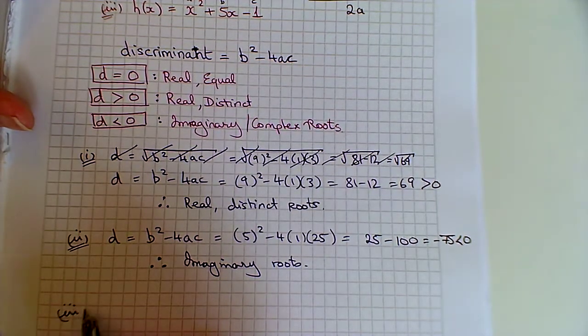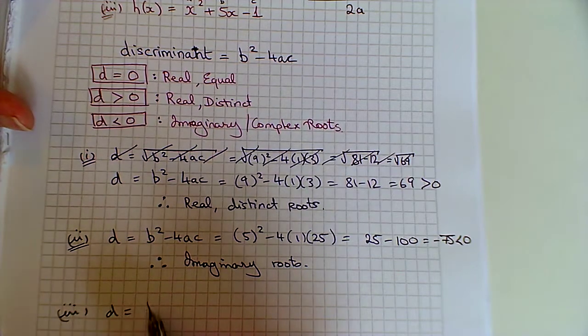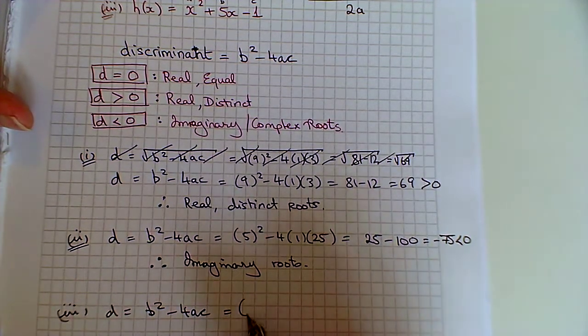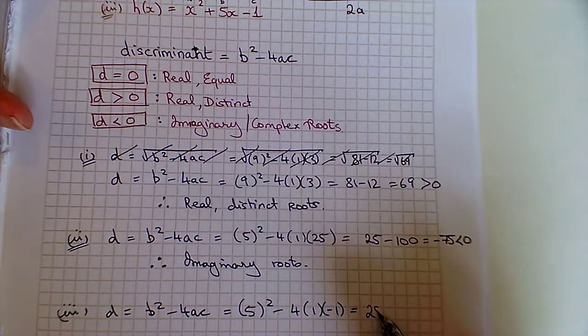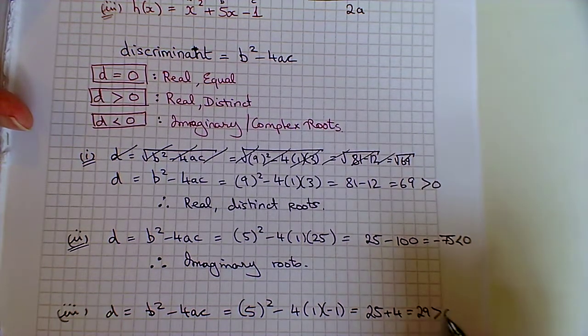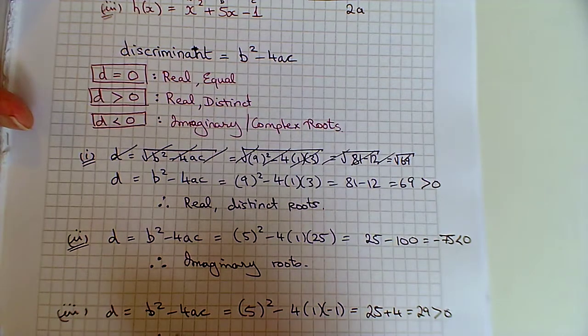And the third one, we've got my discriminant b squared minus 4ac. So 5 squared minus 4 by 1 by minus 1, which is 25 plus 4, greater than 0. So again, real distinct roots.